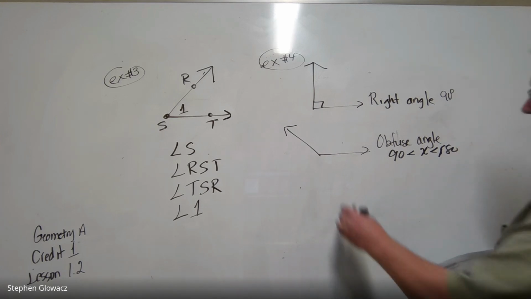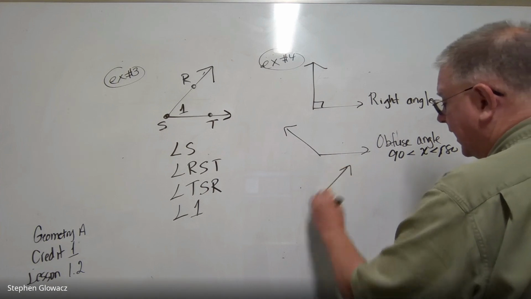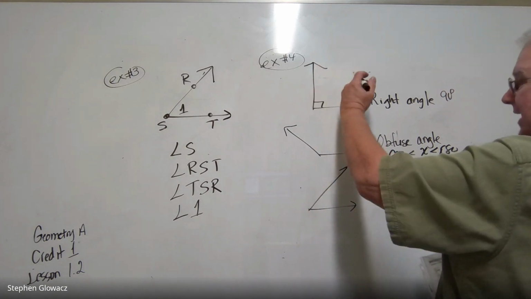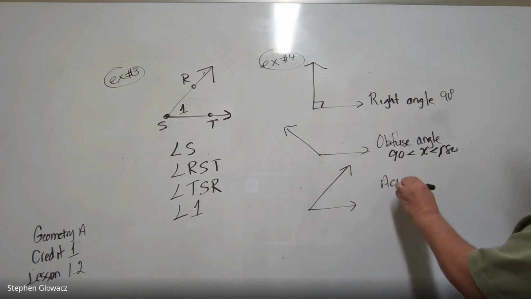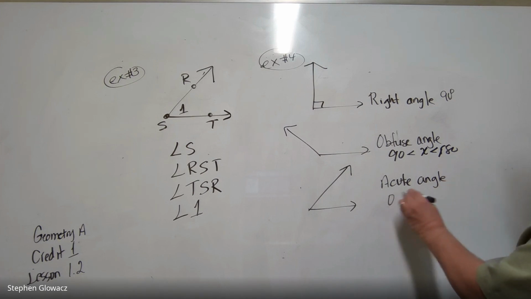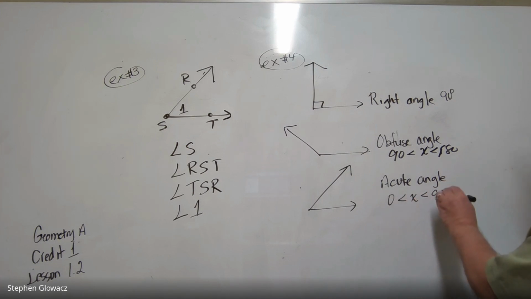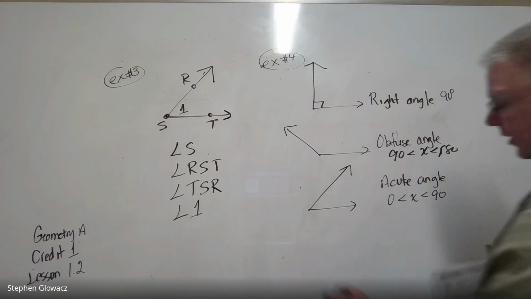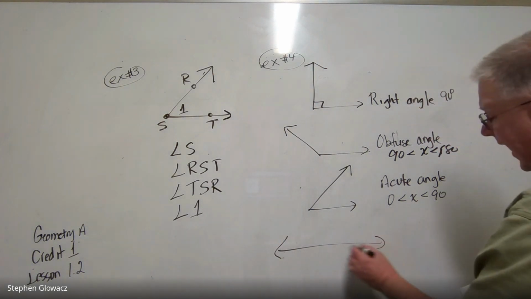Now an acute angle is an angle that's less than 90 degrees. And of course more than 0, so that would be anything that's more than 0 or less than 90 degrees. Finally, the last type of angle we're going to talk about is a straight angle.